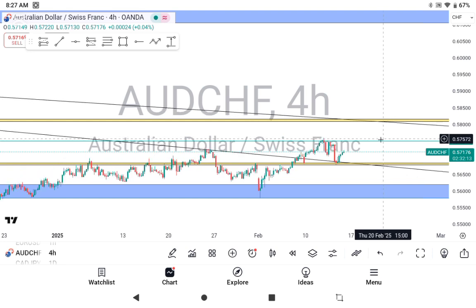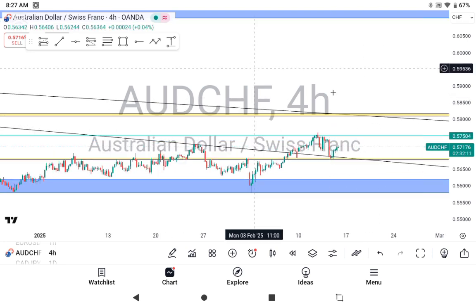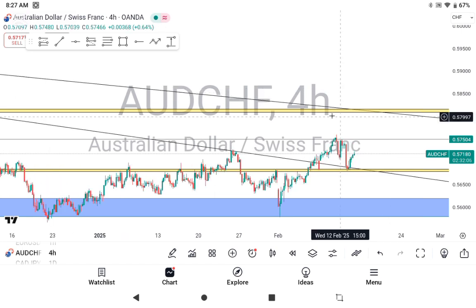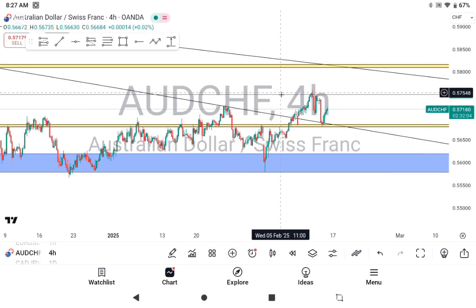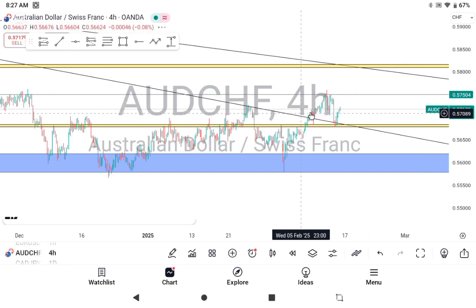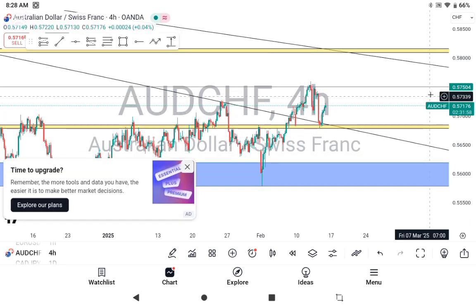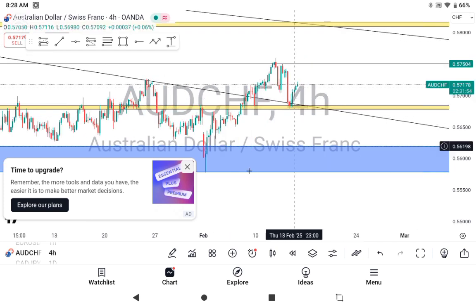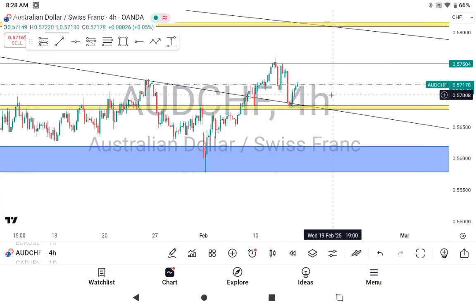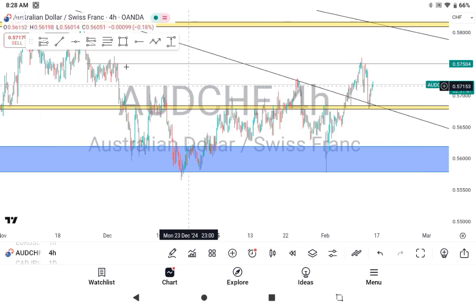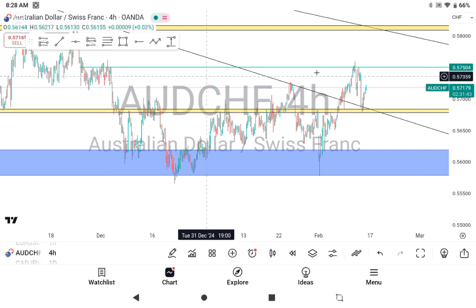Now we're on the four-hour time frame to see in more detail the information that is happening on the daily time frame. Now everything is clear. AUDCHF right now is coming to attempt this level again. This was the level that rejected the price back to the downside.